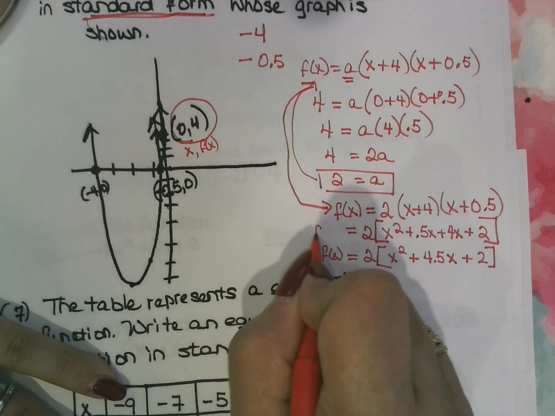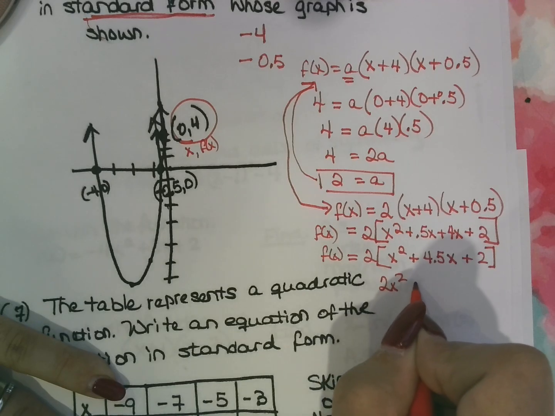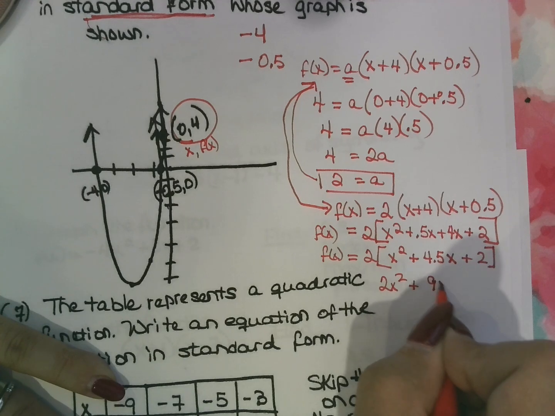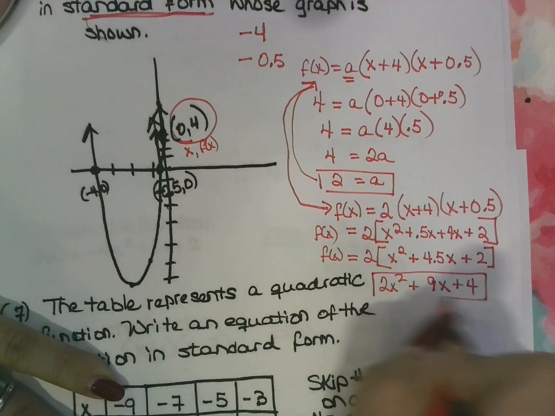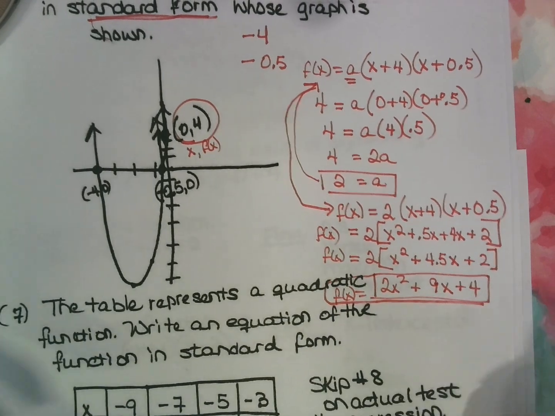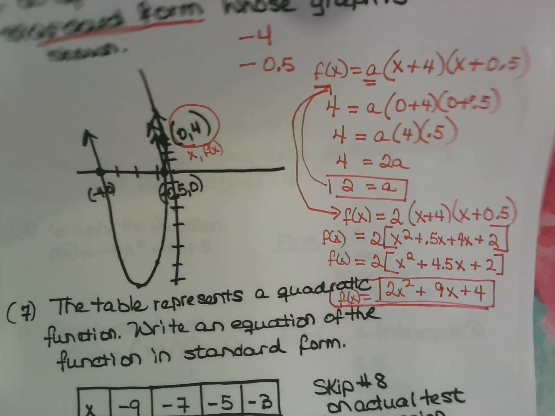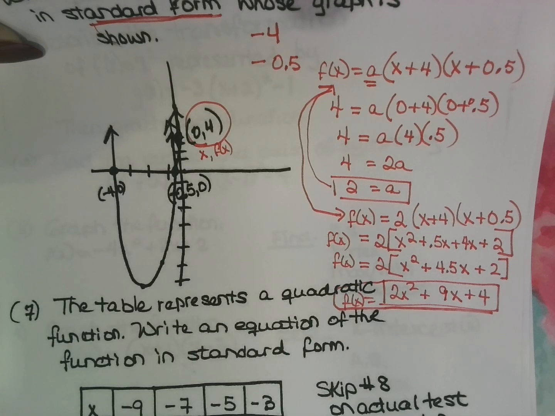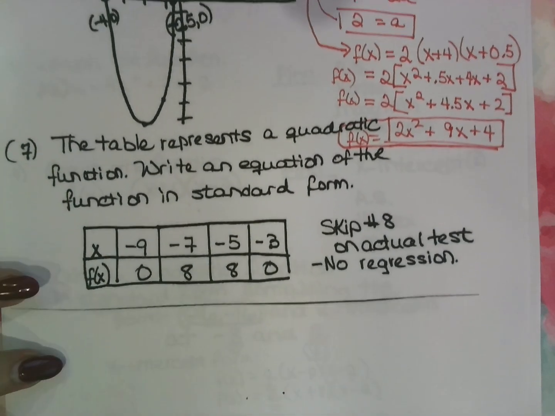And then we're going to multiply each term by 2. We're going to distribute by 2. So this is going to be 2x squared plus 4.5 times 2, that's 9x, and plus 4. And that is your answer right there: 2x squared plus 9x plus 4. All right, so easy enough. Let's move on to number 7, which is also the last problem.